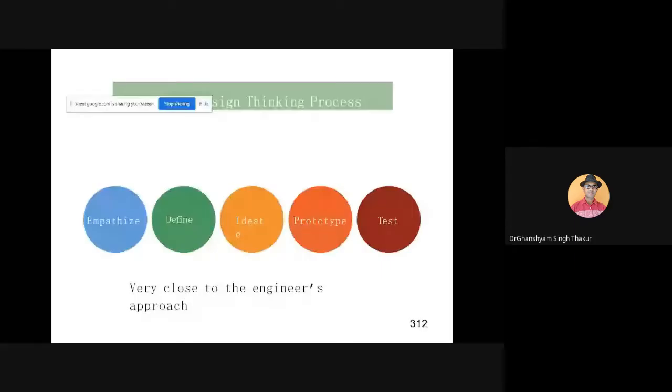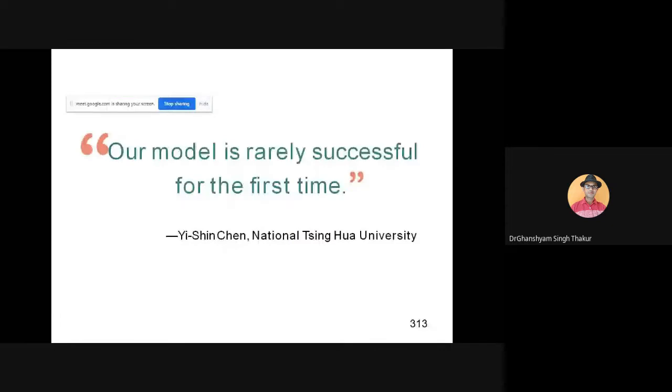Repeat, prototype, and test. Very close to the engineer's approach, and our model is really successful for the first times.